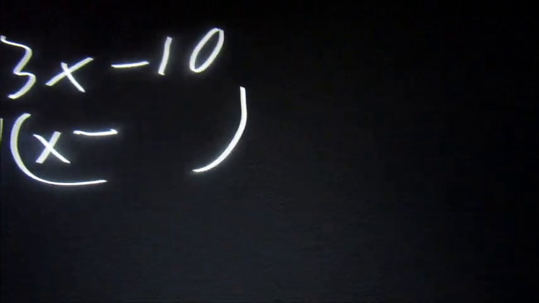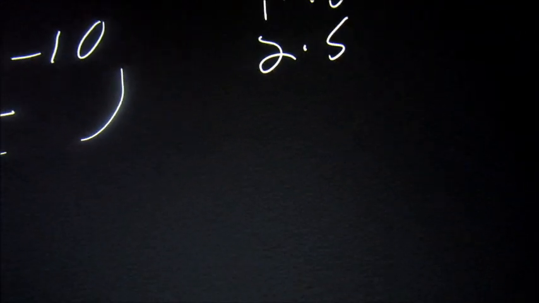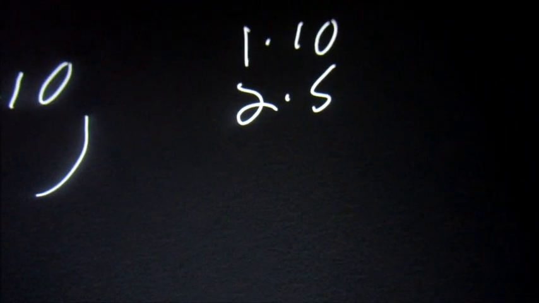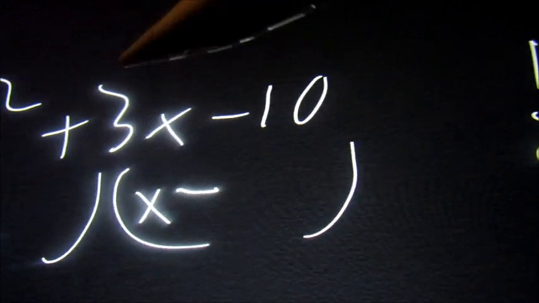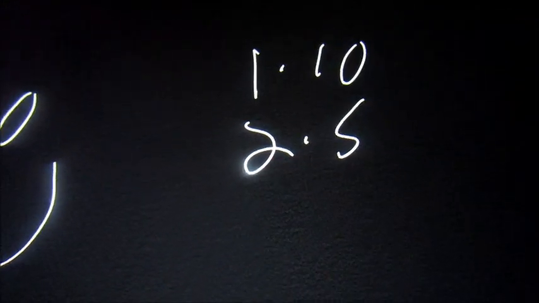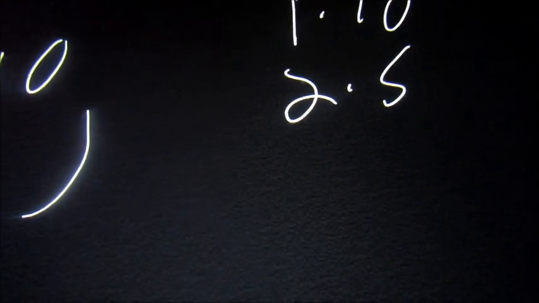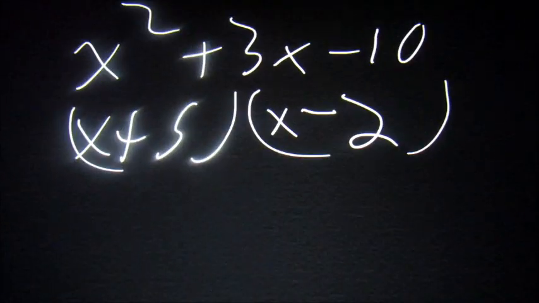So our choices for 10 are 1 times 10, 2 times 5, 3 doesn't work, 4 doesn't work, and 5 we already have. So we need to subtract to get to 3. 10 minus 1 equals 9, 5 minus 2 equals 3. So we're going to put 5 and 2.